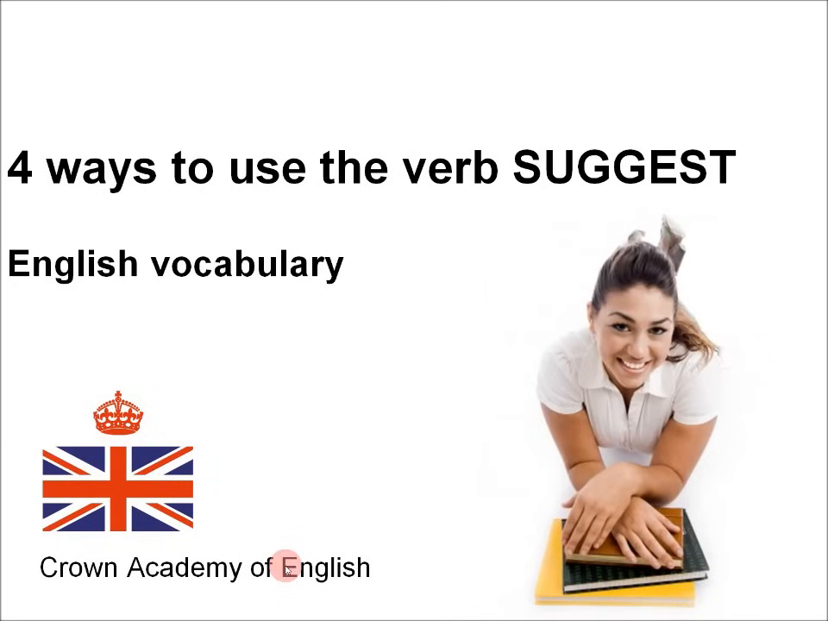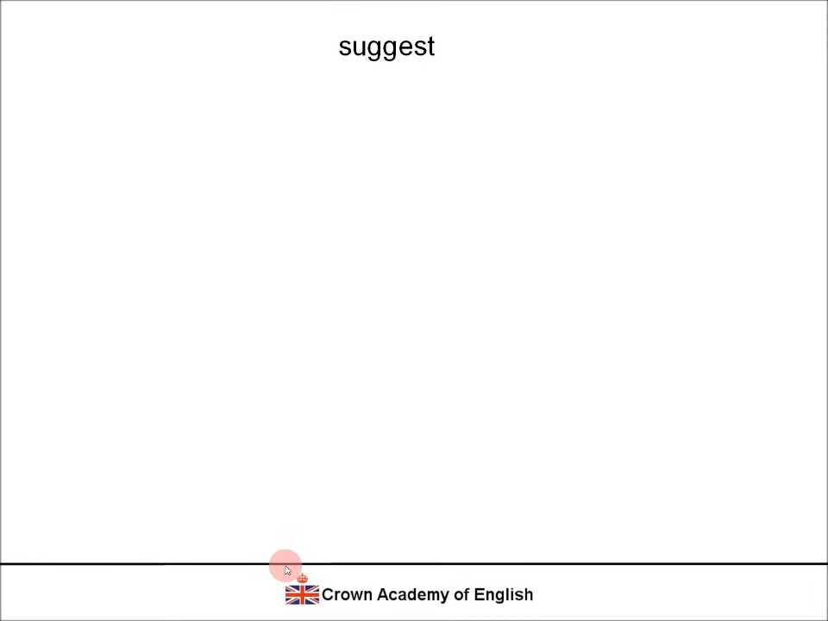Today we are doing an English vocabulary lesson and it's all about 4 ways to use the verb suggest. So the word is suggest, and here is the pronunciation. Listen carefully. Suggest, suggest. So in the middle it is a j sound, j.